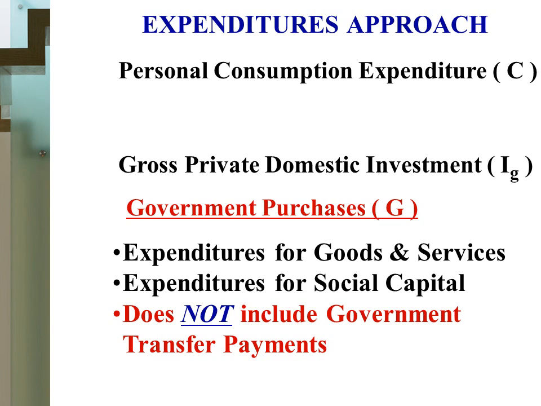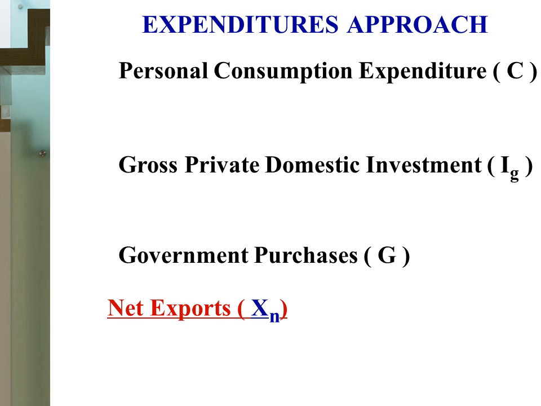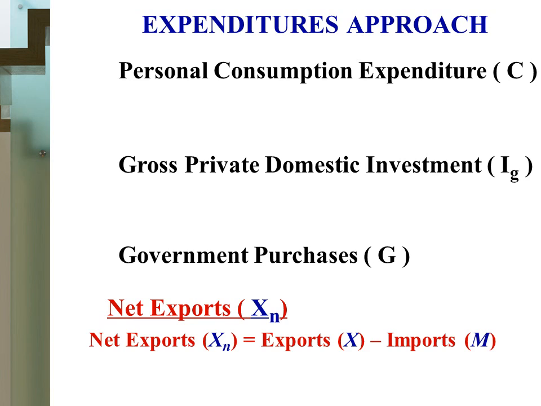Now, what about the last part of gross domestic product? The last piece of our puzzle here: we have GDP equals C plus I plus G plus X, and X stands for net exports. What we want to do is add in all the goods and services produced here in the United States but sold to foreign countries.